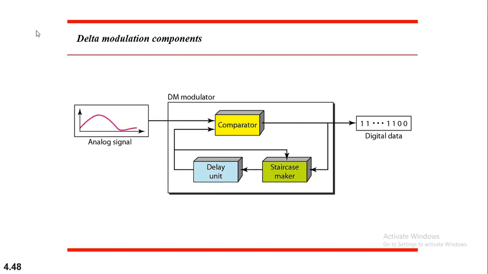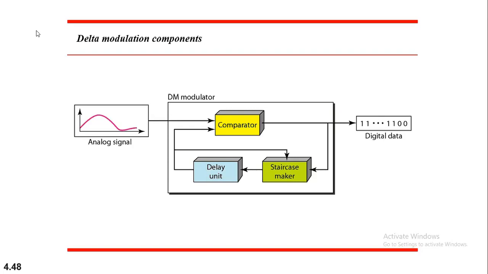Then whenever an existing staircase signal and the signal created by the modulator are compared, if their difference is positive, then it generates bit 1. If their difference is negative, then it is going to generate 0. And in this way the modulator works and it creates your digital data.